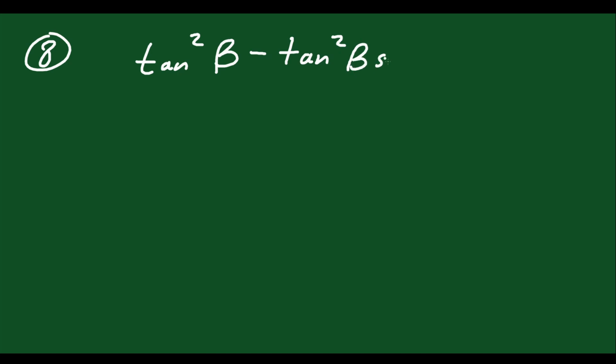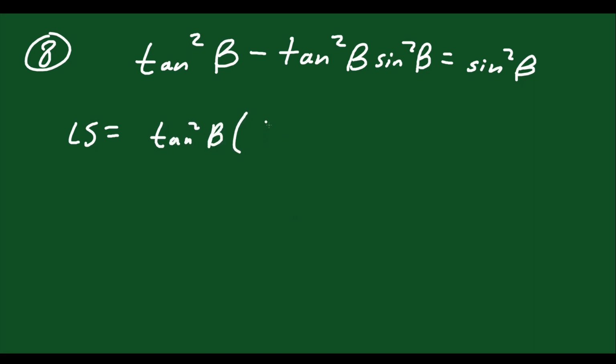Okay, last question. Number 8. Tan squared beta minus tan squared beta times sine squared beta is equal to sine squared beta. Let's work on the left side. It looks a lot more simple. Before I change the tans, because I do like to change tan to sine over cos, before I do that, it looks like I can factor out a tan squared, right? Because both these terms have a tan squared. If I do that, tan squared beta, factor it out, I'm left with a 1 minus sine squared beta, right?